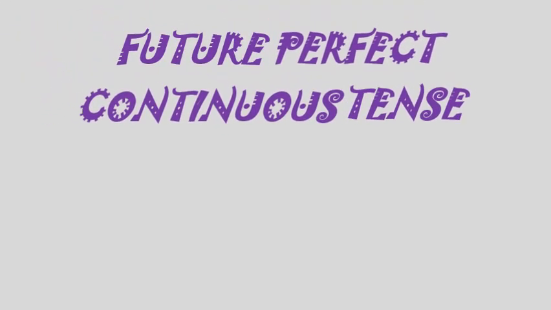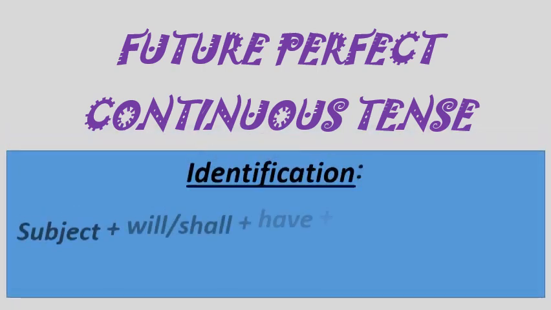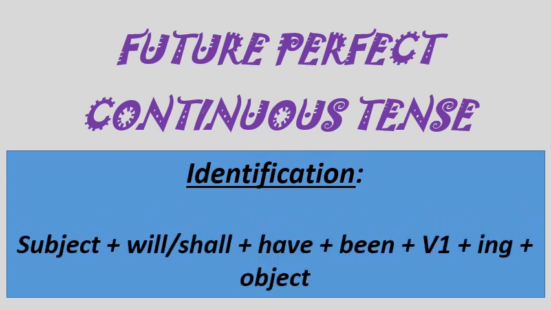Let's see the meaning or identification or structure of future perfect continuous tense. Future perfect continuous tense indicates an action in the future that will have been continuing until another time or event in the future. Now let's see the identification or structure of future perfect continuous tense. Subject plus will or shall plus have plus been plus first form of the verb plus ing plus object.